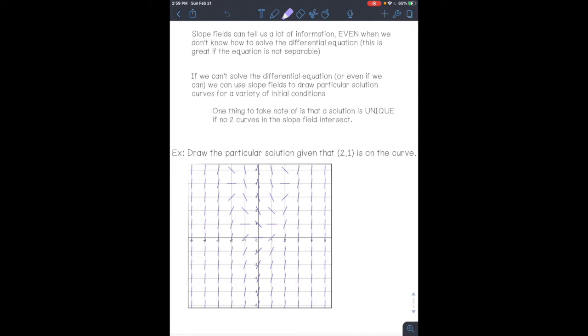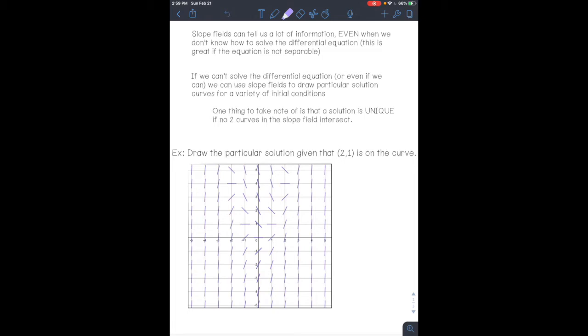One thing to take note of is that when you're drawing solution curves on a slope field, those solution curves are called unique if no two curves in the slope field intersect. So basically you want to see if you're just doing vertical translations of your curves. If not, we don't call them unique solutions.